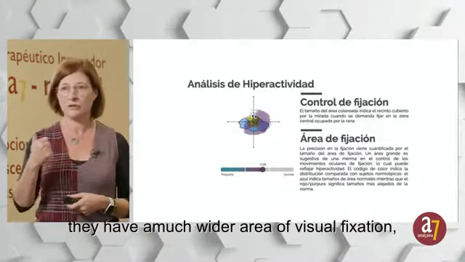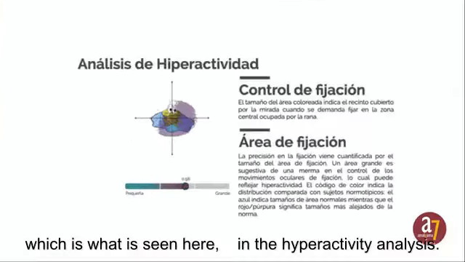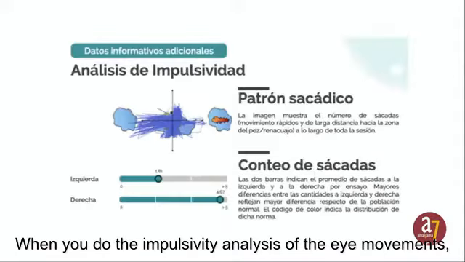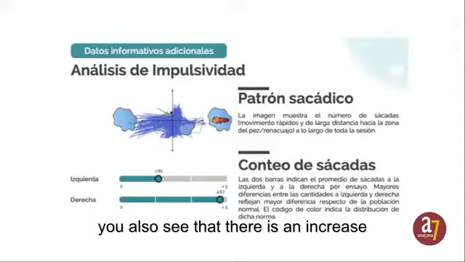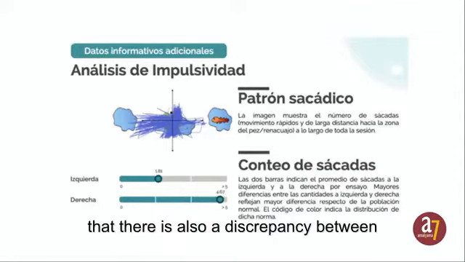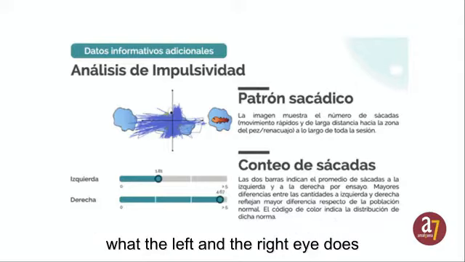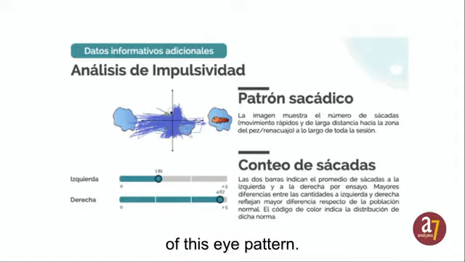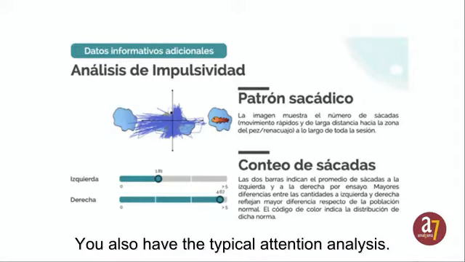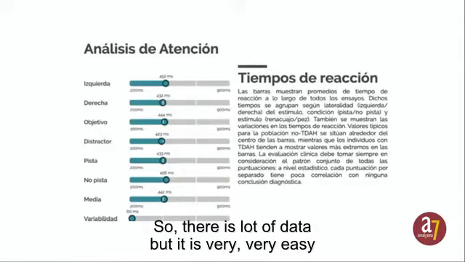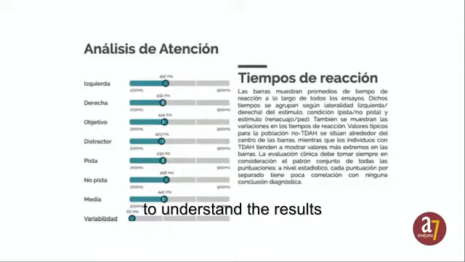They have a much wider area of visual fixation, which is what is seen here in the hyperactivity analysis, when you do the impulsivity analysis of the eye movements. You also see that there is an increase in the saccadic pattern, and that there is also a discrepancy between what the left and the right eye does, because the patient has a poor lateralization of this eye pattern. You also have the typical attention analysis. So, there is a lot of data, but it is very, very easy to understand the results.